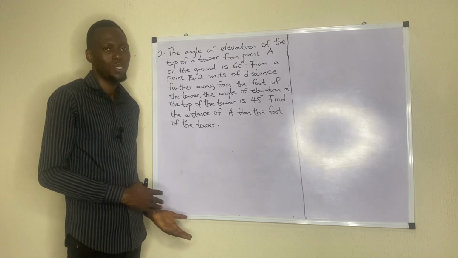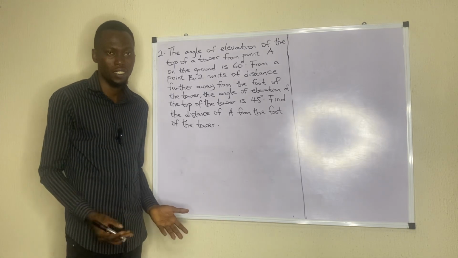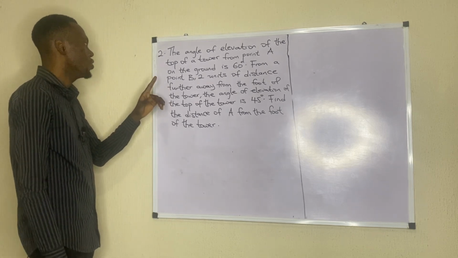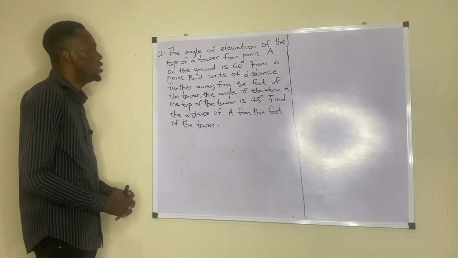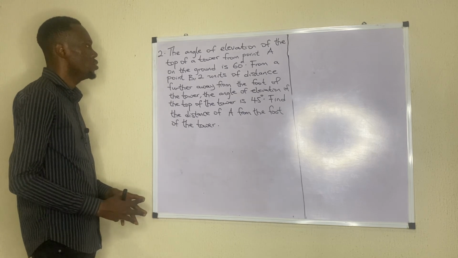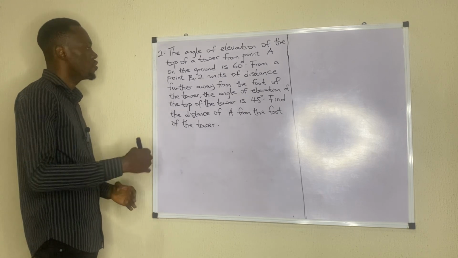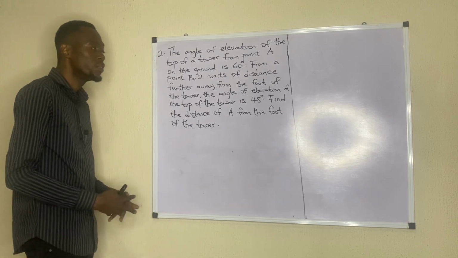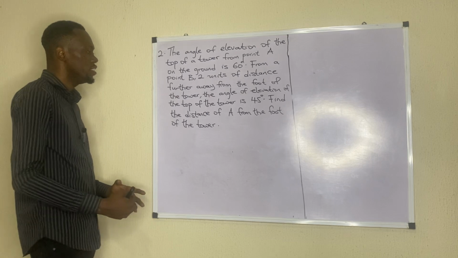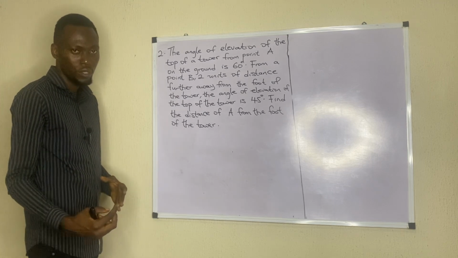This is question number 2 of my year 10 examination questions. It says the angle of elevation of the top of a tower from point A on the ground is 60 degrees. From a point B, 2 units of distance further away from the foot of the tower, the angle of elevation of the top of the tower is 45 degrees. Find the distance of A from the foot of the tower.